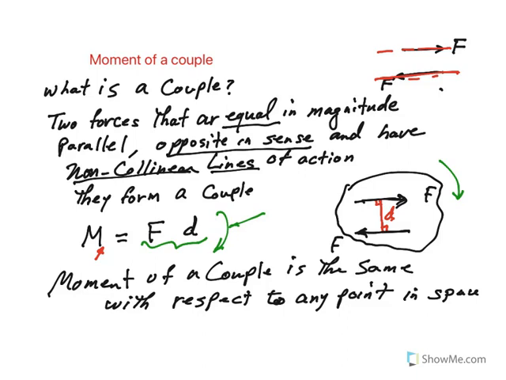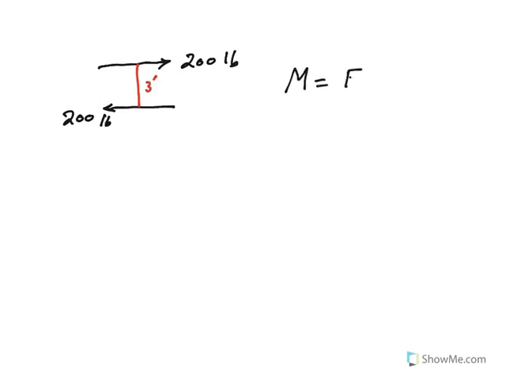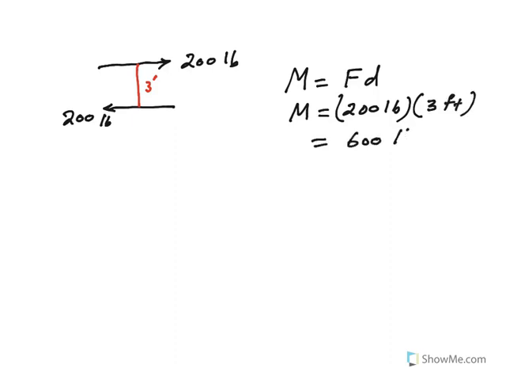First of all, let me go to the next page and look at an example. Let's say we have a 200-pound force like this and a 200-pound force in the opposite direction. They're equal, parallel, not on the same line. And let's say the perpendicular distance between them is 3 feet. So this moment, according to what we just did, is 200 pounds times 3 feet. So it would be 600 pound-feet, causing clockwise rotation.